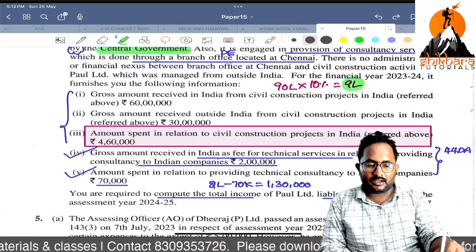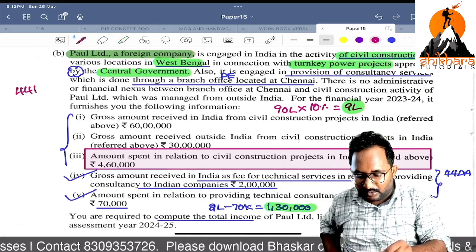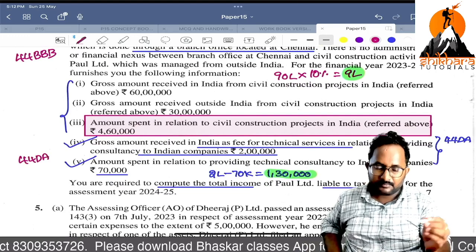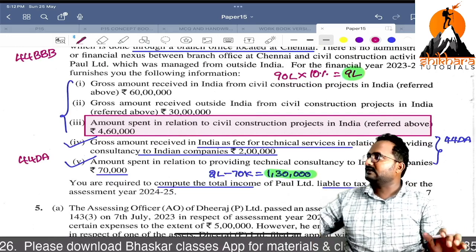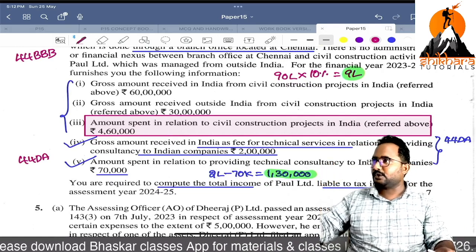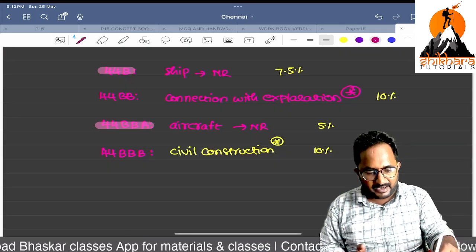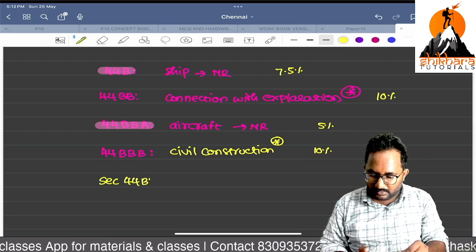Do you understand? They are asking about two provisions. What are the two provisions? 44BB combined with 44DA. Difficult or easy? If you know the provision, it is easy. And one more presumptive taxation is there. That is an amendment provision. What is that? Section 44BBC.